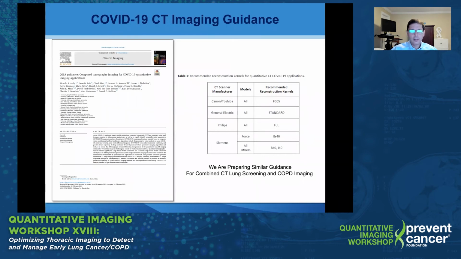We put out some COVID-19 CT imaging guidance based on all the work we've done and the scans that we've analyzed over the years. We've actually analyzed over 1,400 CT scans from around the world. And because of that, we can now put out recommendations on which recon kernels work better for lung imaging, as you see here for COVID-19. We're working now, and Chuck Hatt will talk about this in his intro to the next panel, on a new guidance that will combine lung cancer screening and COPD, and will give guidance on how to acquire images for both those major diseases.